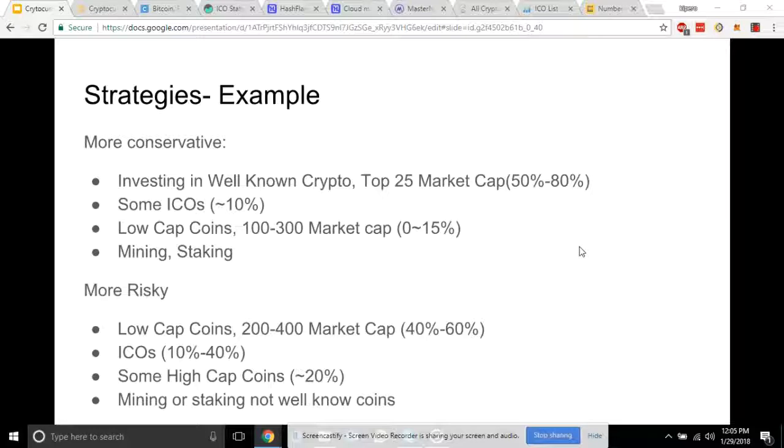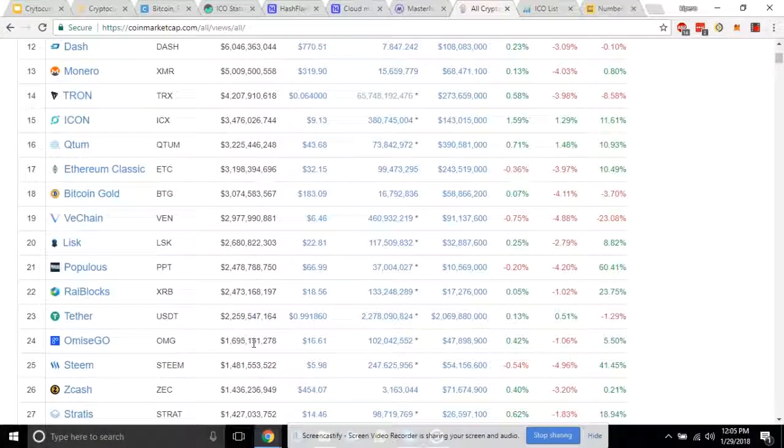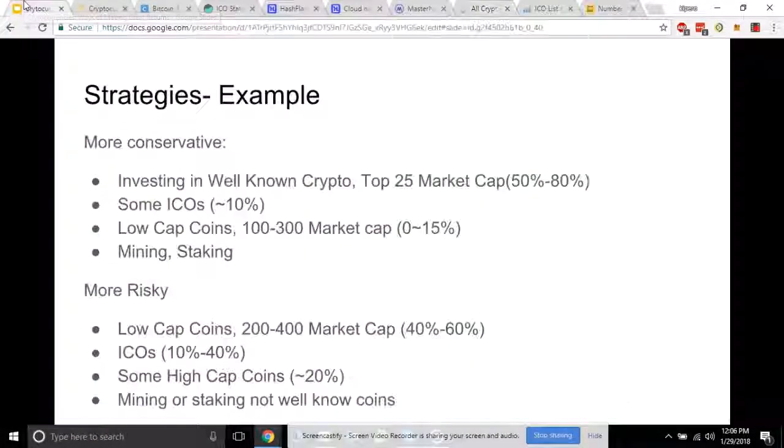In the first example, we will look at the conservative strategy that I would use. I definitely would like to invest in some well-known crypto, like the top 25 according to market capitalization, and maybe I will put 50 to 80% of my investments towards them. I would also maybe invest some little portion of my portfolio into ICOs that I really believe in. Or maybe you could invest in some low cap coins, like 100 to 300 market cap coins. Also, if you're conservative, you would like to do some mining or maybe staking in some well-known cryptos.